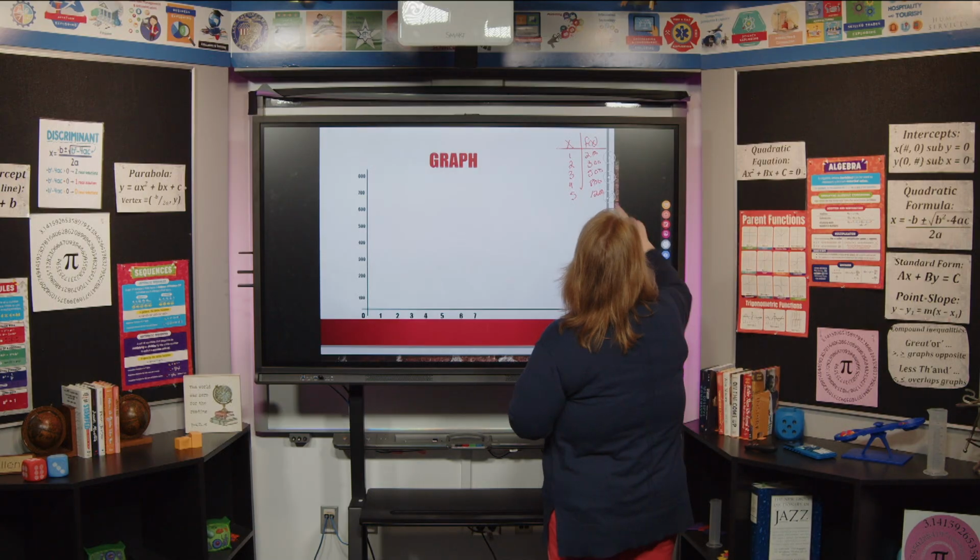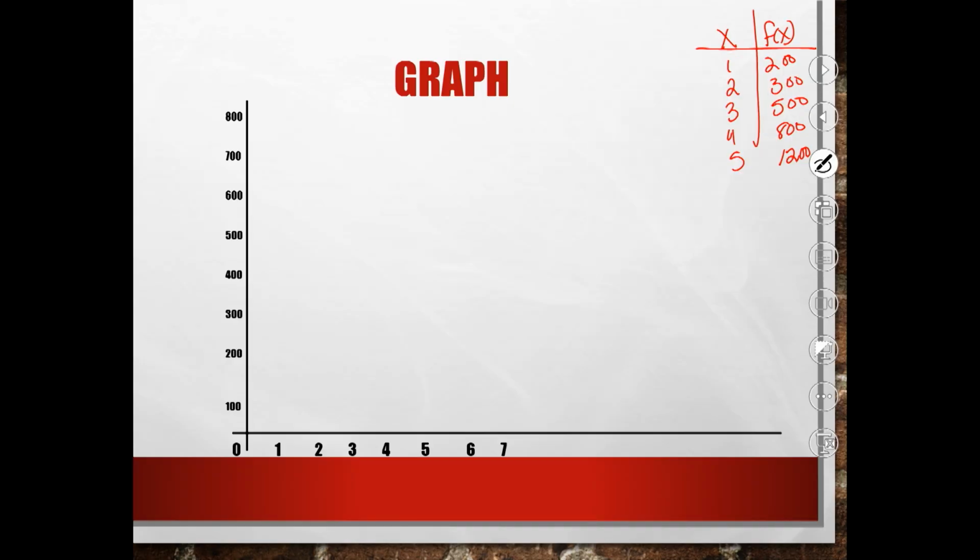So I'm going to grab another color. Let's do blue. So I have 1 and 200. So I'm going to put that there. I have 2 and 300. I'm going to put that about right there. 3 and 500, I'm going to graph about right there. And then 4 and 800 is going to be about right there. And then 5 and 1200 would have been somewhere up in here.